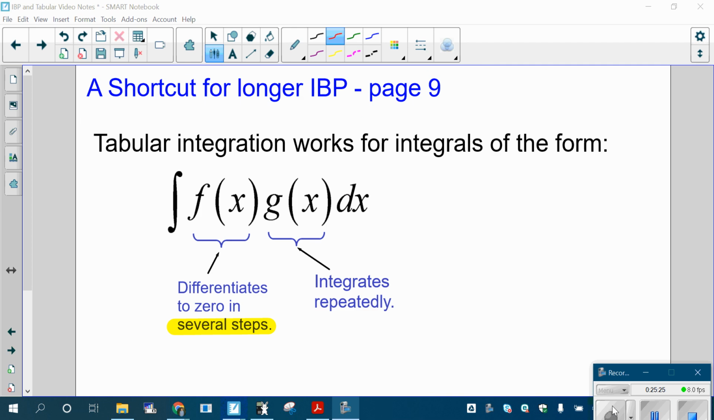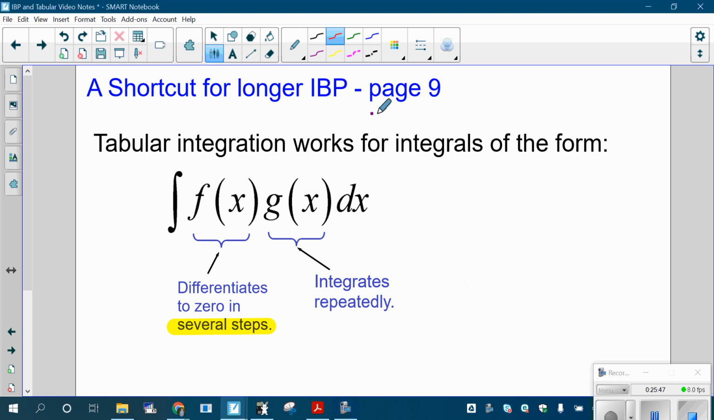If you saw that last example and you were like, oh my gosh, I can't believe we had to do integration by parts twice in the same problem. What happens if we had to do it thrice? Or 17 times? Don't worry, there's a shortcut. Okay, so what I'm going to show you is a shortcut for integration by parts.